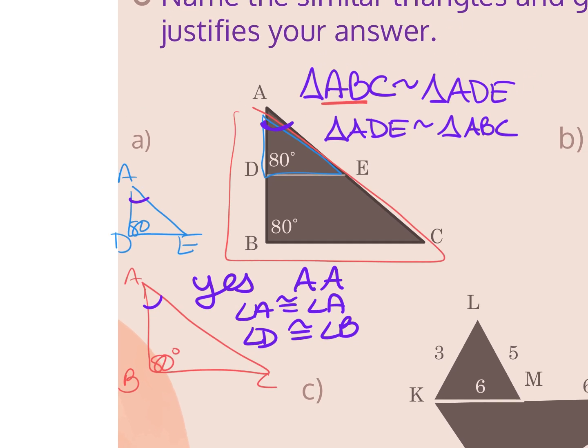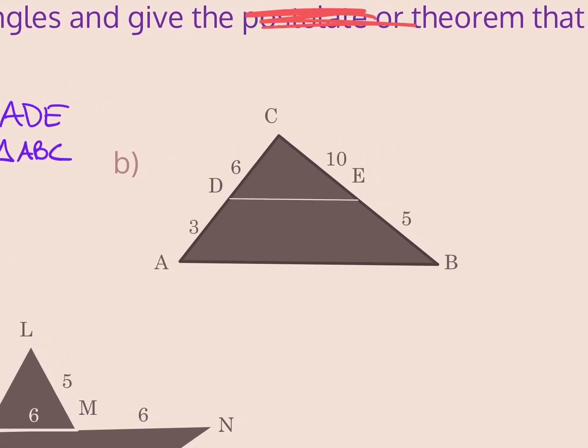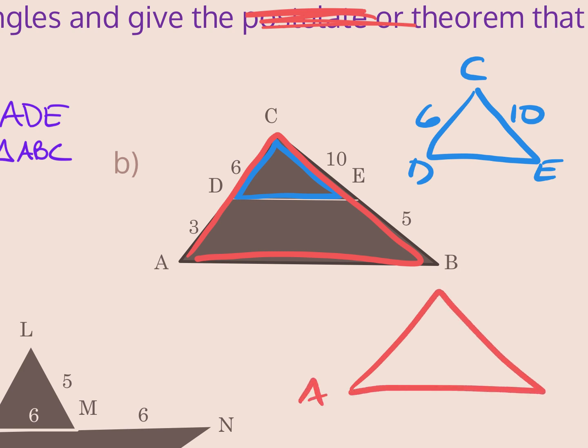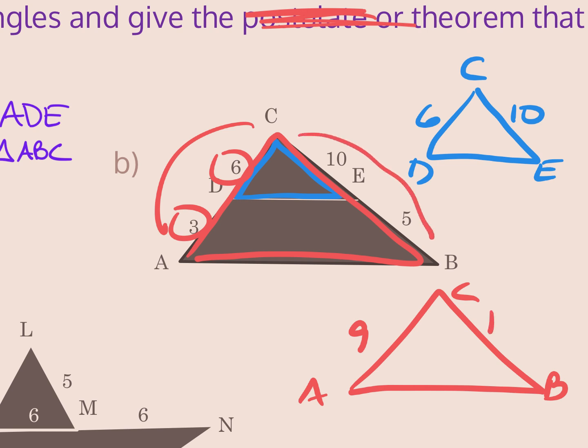For that one, I'm going to zoom in here. This one, top one, the CDE. This one has sides of 6 and 10. And then the whole thing, the ABC. Now, in order to find the length of AC, I need to add 6 plus 3, and this side is 9. And then to find the length of BC, I'm going to add 10 and 5 and get 15.